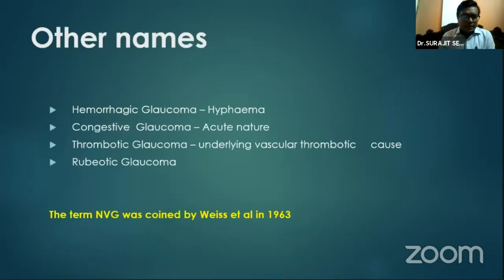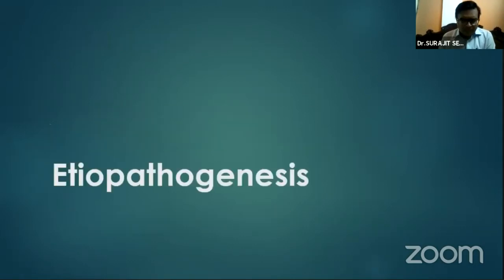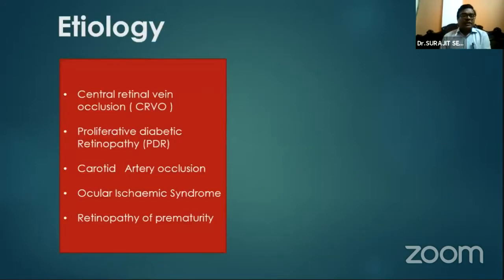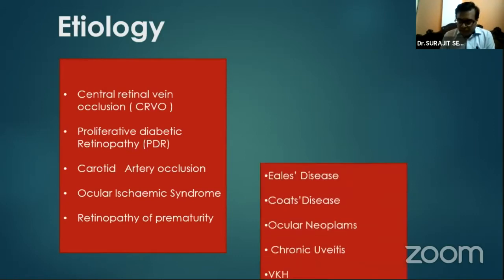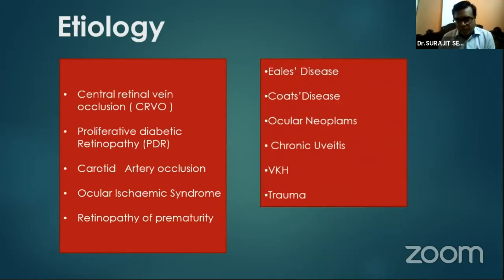It used to be known as hemorrhagic glaucoma, congestive glaucoma, thrombotic glaucoma, and rheumatic glaucoma also, before Dr. Weiss et al. termed it neovascular glaucoma in 1963. Coming to the etiopathogenesis part, the common etiologies are CRVO, proliferative diabetic retinopathy, carotid artery occlusion, ocular ischemic syndrome, retinopathy of prematurity, and some lesser but quite common ones also. These are Eales disease, Coats disease, ocular neoplasm, chronic uveitis, VKH, and trauma.